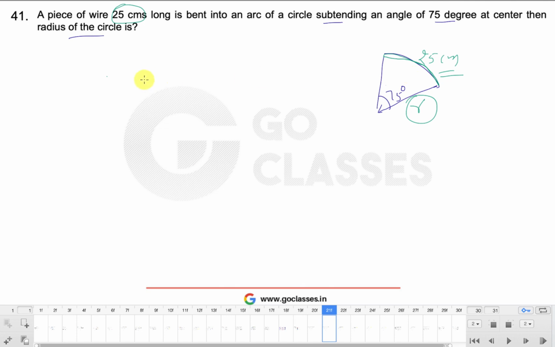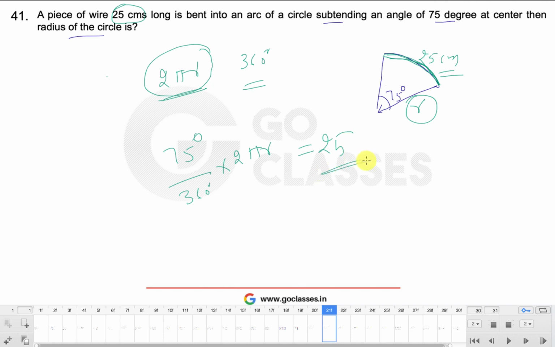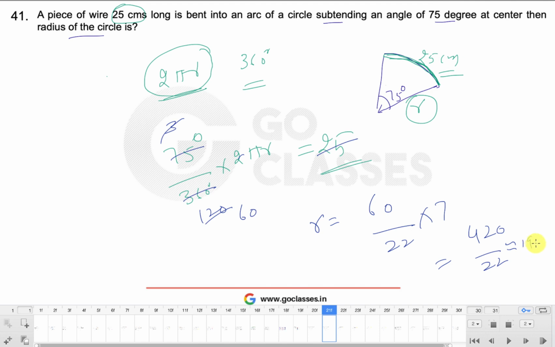And we know perimeter of circle, or you can say circumference of circle, is 2 pi r, and this total subtends an angle of 360 degree, right? So what is the length of this? It will be 75 divided by 360 into 2 pi r, and it is given, that is 25. Now solve it. R equal to 60 upon pi, meaning 22 by 7, 420 by 22. Answer will be approx 19 cm.